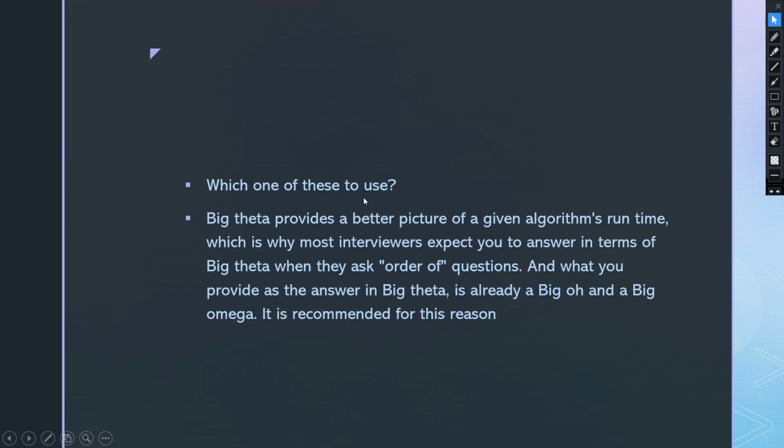Which one is to be used? Big theta provides a better picture of an algorithm's runtime, which is why most interviewers expect you to answer in terms of big theta when they ask an order question. What you provide as the answer, big theta, is already a big O and big omega, so it is recommended. That's why we say that big theta gives us the broad spectrum of a running time algorithm.